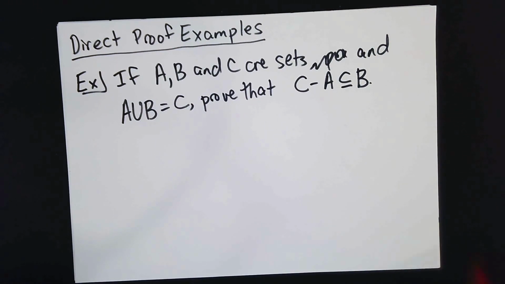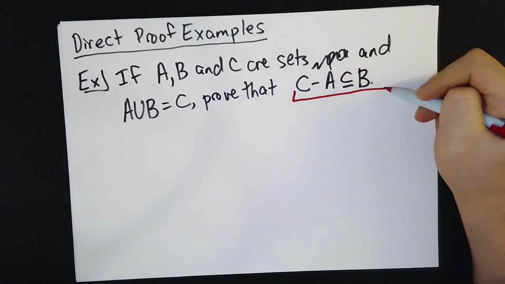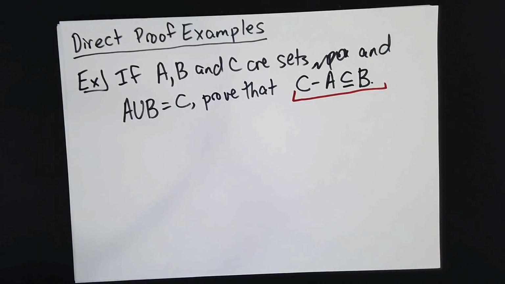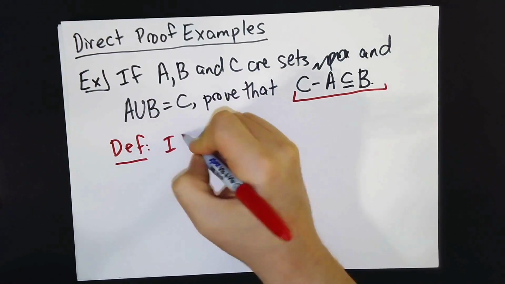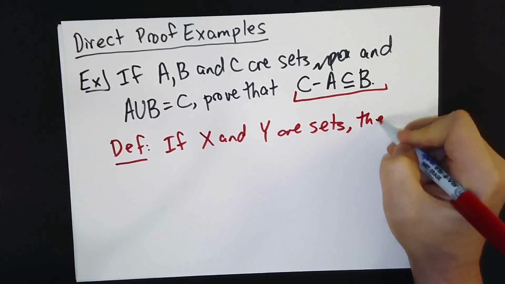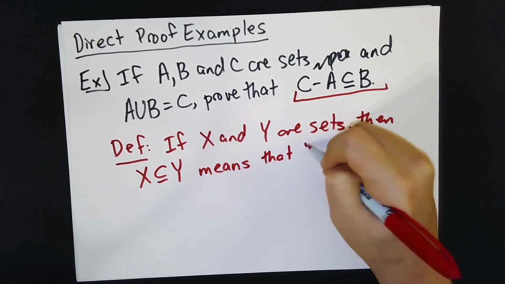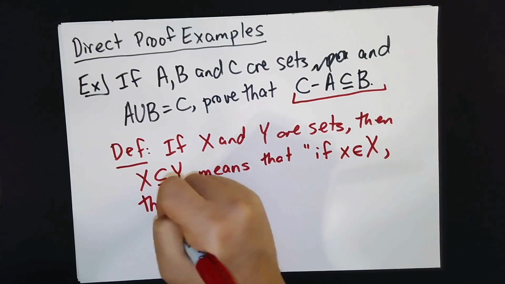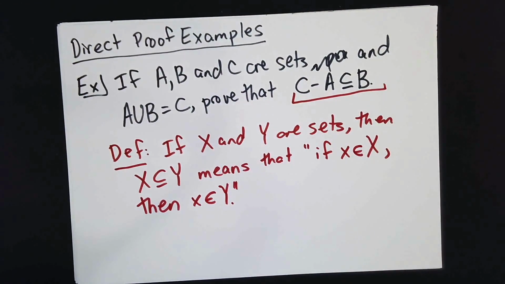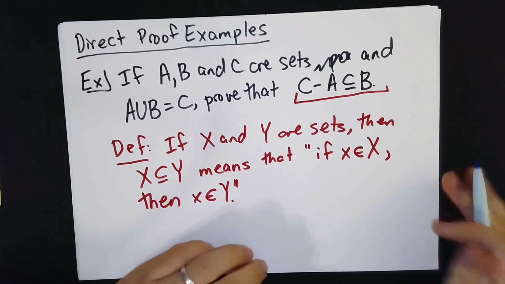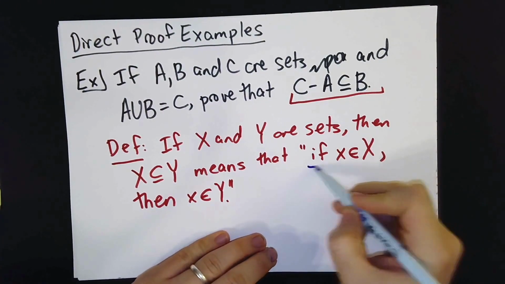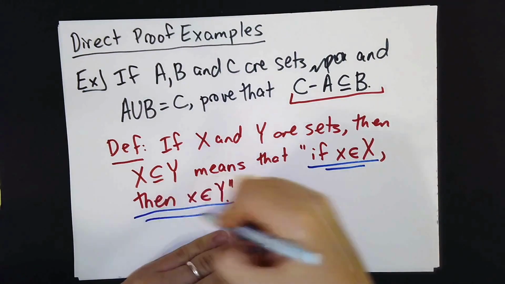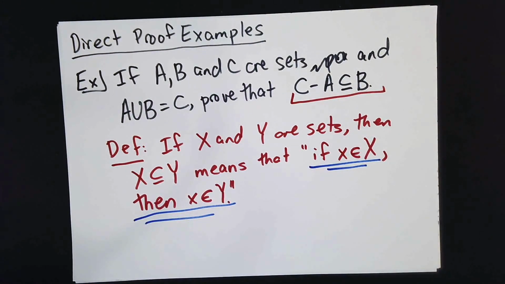Before I even start, I want to emphasize what it is we're really proving when we're proving that one set is a subset of the other. Remember here that if X and Y are sets, the definition of X is a subset of Y is if little x is an element of big X, then little x is an element of big Y. In particular, showing a set is a subset of another set is itself an if-then statement. So it is itself going to be proven using direct proof.